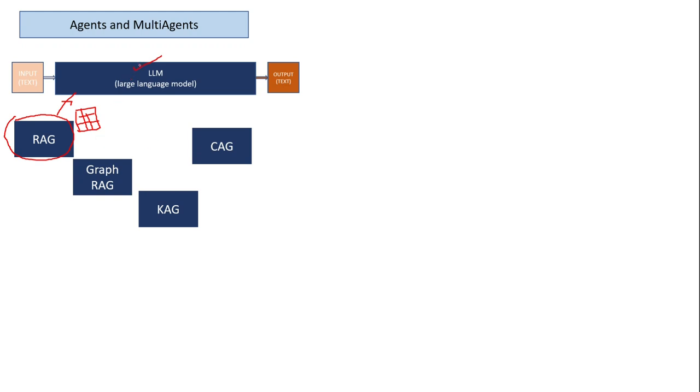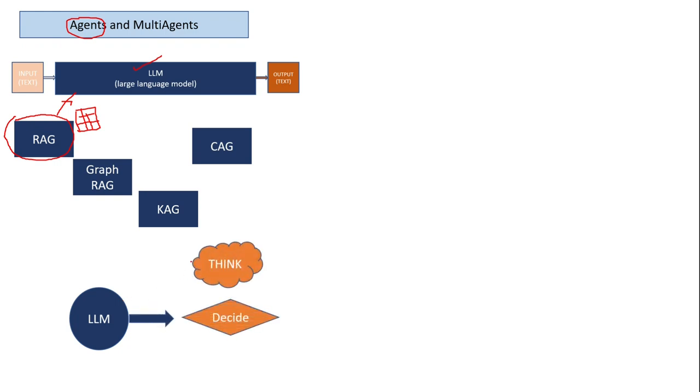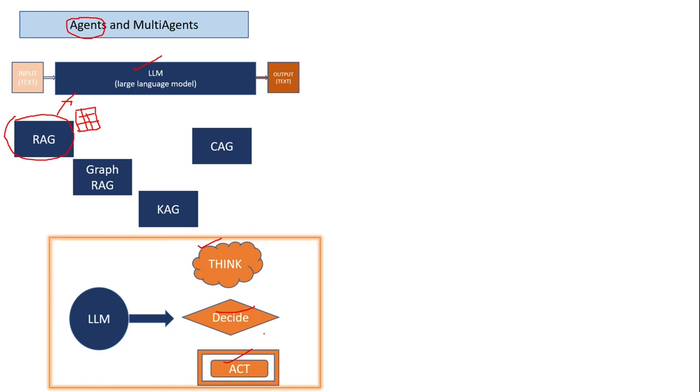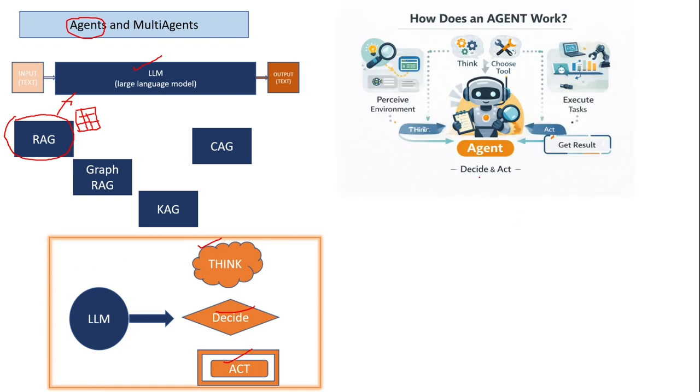Okay. Now how to make this LLM an agent? Consider it like a RAG agent. So what is an agent? An agent is an LLM which has the capability to think, decide and act. Then we call it an agent. So then how does it work?